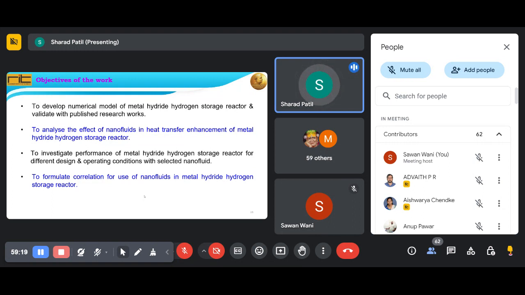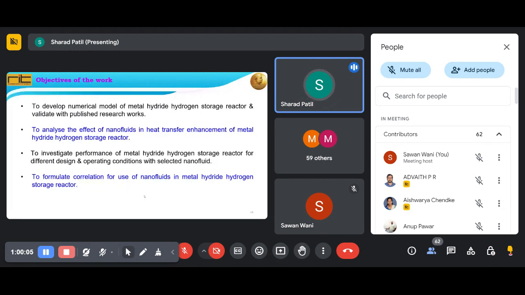Secondly, this is the base model which is validated. Then we move ahead with our research, that is, to analyze the effect of different nanofluids on heat transfer enhancement of the metal hydride hydrogen storage reactor. Here we have run this model for different nanofluids, 1, 2, 3, 4, like that, and we have changed the design characteristics and operating characteristics of the reactor, and that is how data is generated for our research work. Then we investigated the performance of this metal hydrogen storage reactor for different design and operating conditions with these selected nanofluids, as I mentioned. And at the end, we generated correlations for these different nanofluids used in the hydrogen storage reactor.